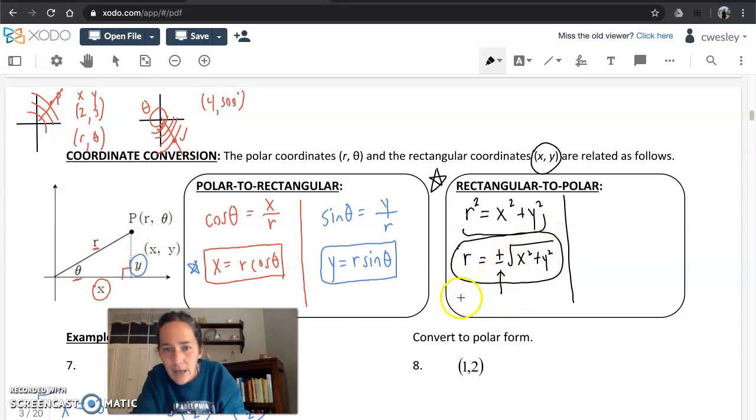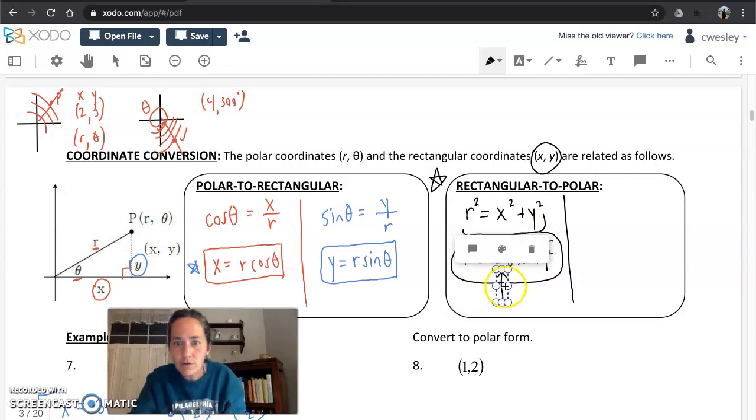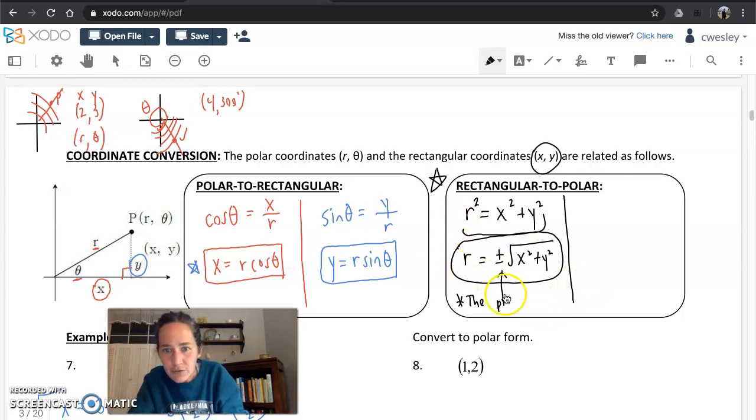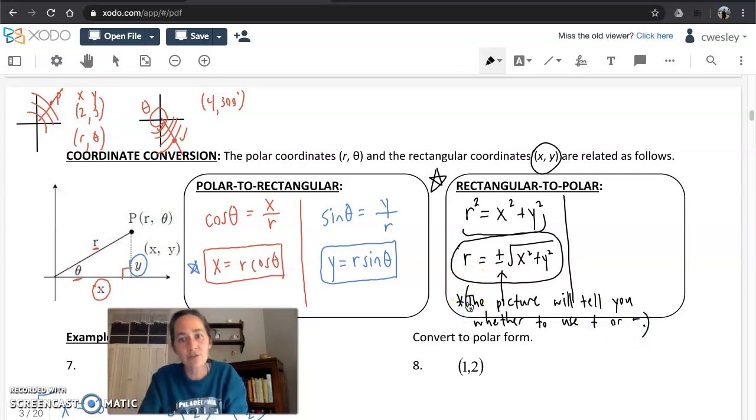We'll talk about that. I'm going to just star a little note here. The picture of where the point falls will tell you, it's going to dictate whether to use plus or minus. We know that we have sets of polar coordinates that have positive radius values and negative radius values that flip you to the other side of the graph. So when the time comes, we'll let a picture dictate which one of those we're going to use.